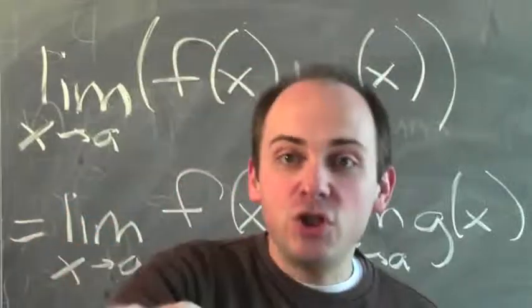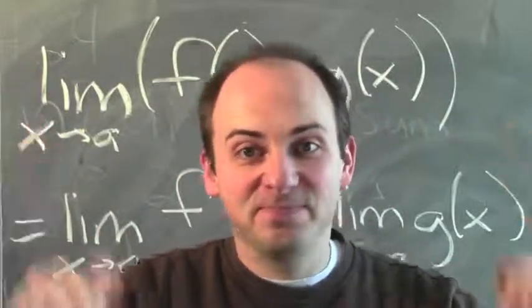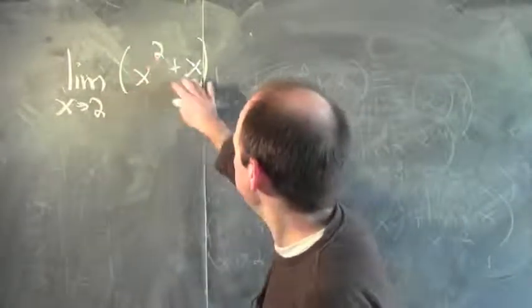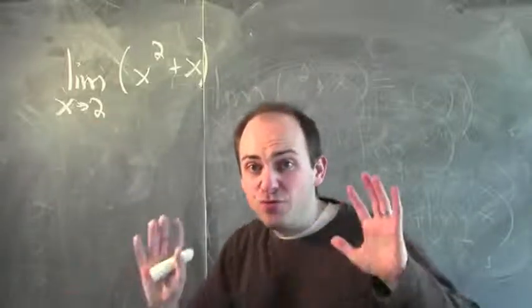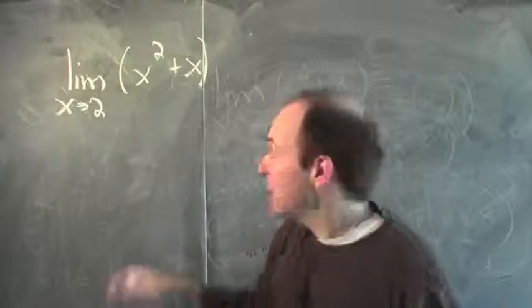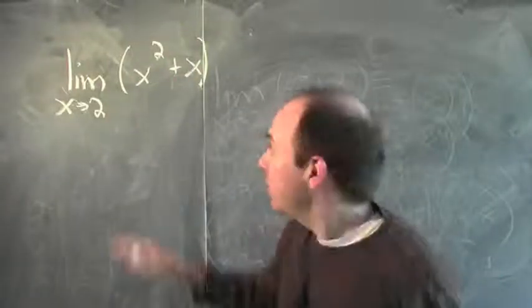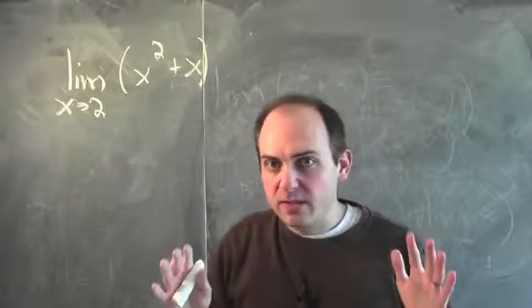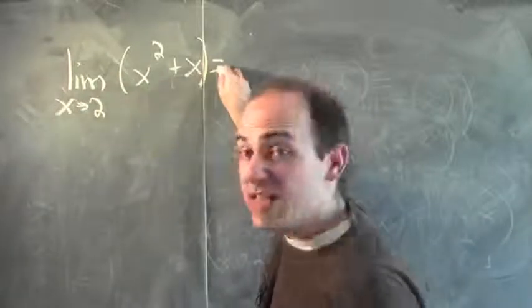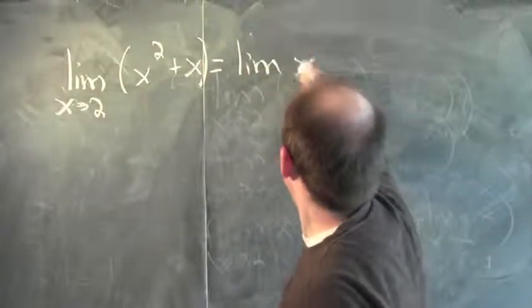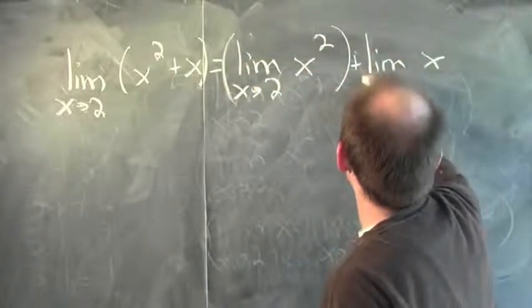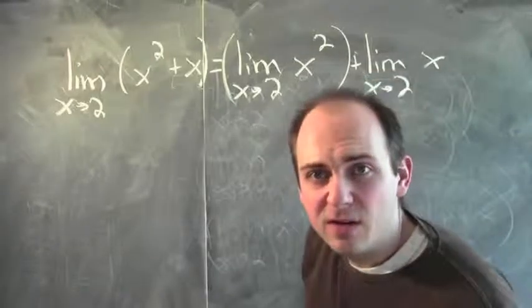Now, we can use this fact to do some calculations. Let's see how. So here's a limit problem. The limit of x squared plus x as x approaches 2. I really want you to resist the temptation to just plug in 2. We're going to be using our limit laws to try to evaluate this limit. Now this is the limit of a sum. And the limit of the sum is the sum of the limits provided the limits exist. So this limit of x squared plus x is equal to the limit of x squared as x approaches 2 plus the limit of x as x approaches 2.